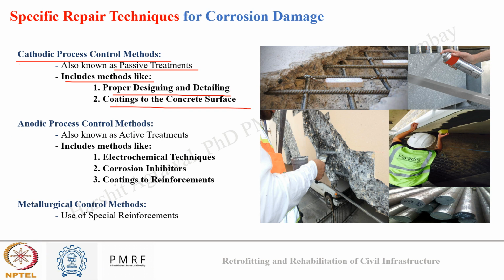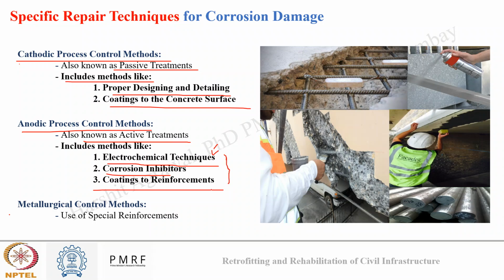So even if one reaction rate is reducing, the whole reaction rate will reduce. Okay, and coating on concrete surface, any water repellent coating or hydrophobic coating, if we do on the concrete surface, it can act as a barrier for ingress of aggressive ions. So these come under cathodic process control method. Again, we can have anodic process control method, which are also known as active treatments because they are done directly on the rebars. These include methods like electrochemical treatment, this we will discuss today, corrosion inhibitors and coatings to reinforcement. These all three things we will discuss now.